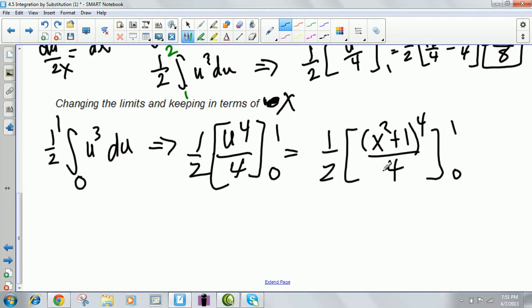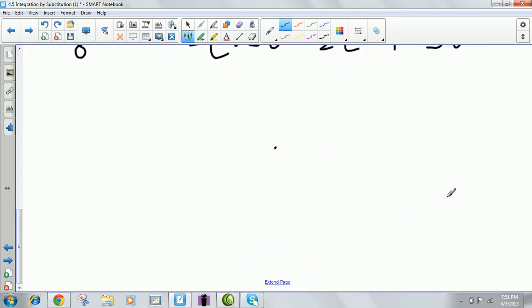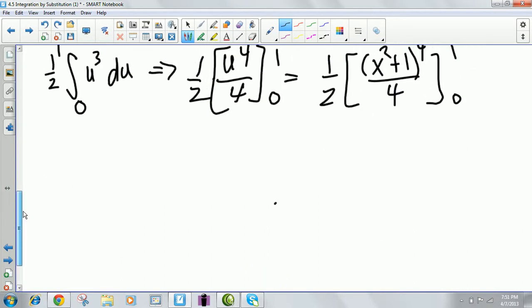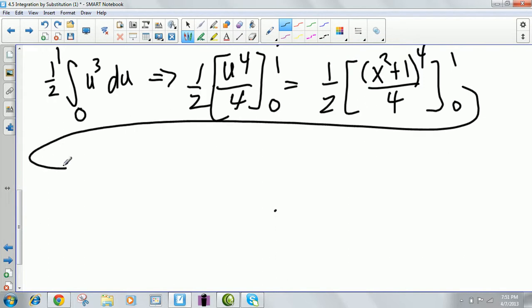Then you can plug in your 0 and your 1. So you can see, when you plug in your 1, you'd have 1/2. 1 squared plus 1 is 2, so 2 to the fourth, which is 16 over 4, minus 0, so you'd have 0 squared plus 1, which is 1. 1 to the fourth is 1. So you would get the same thing, which is 15/8.